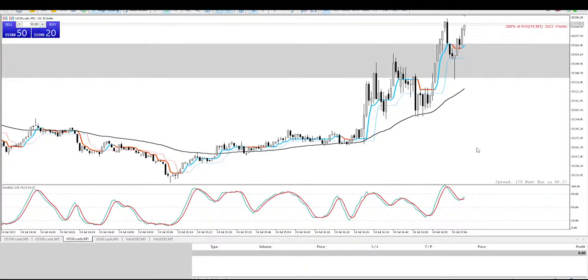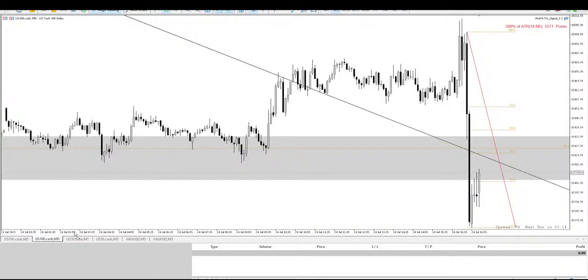Yeah. Yeah, Remy, I think you're right. It's just sort of playing around in this area right now. Okay, look at NAS, right? So let's say I was in last week, maybe I would have taken a short when we got that rejection candle, followed by some aggressive move down, and then basically a big fake out.